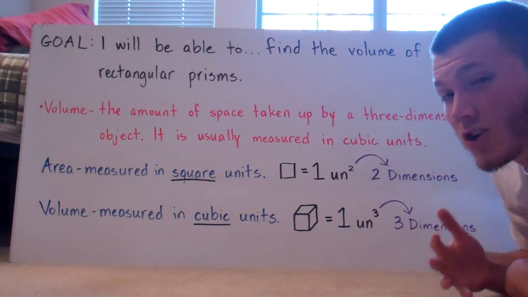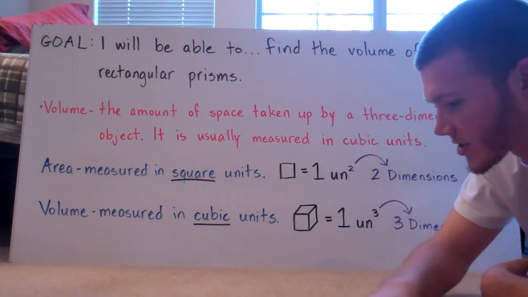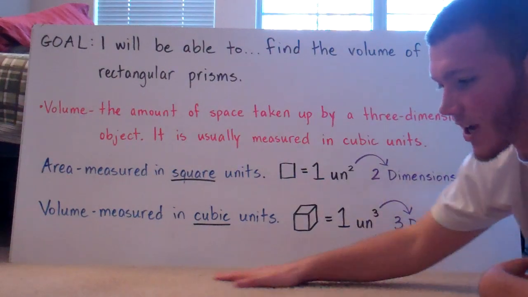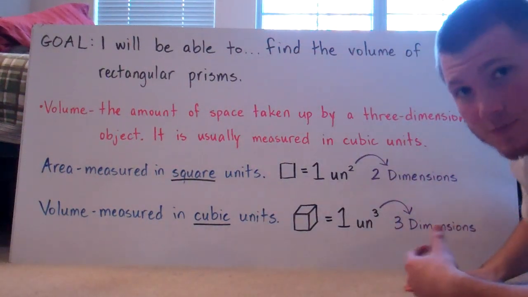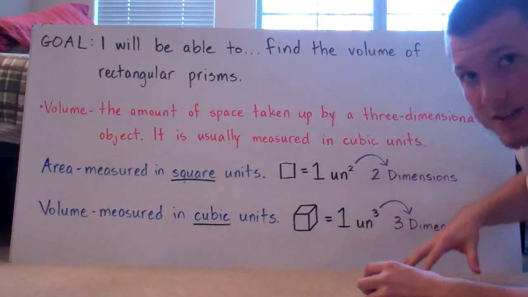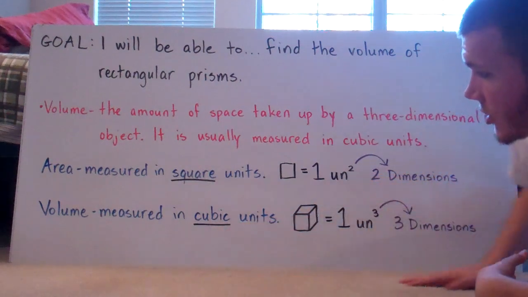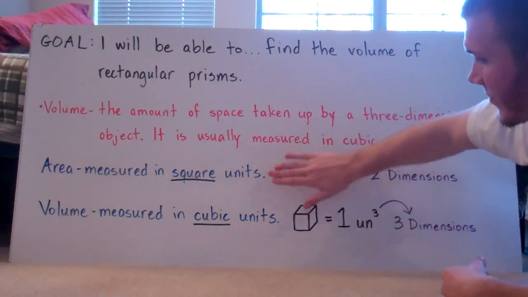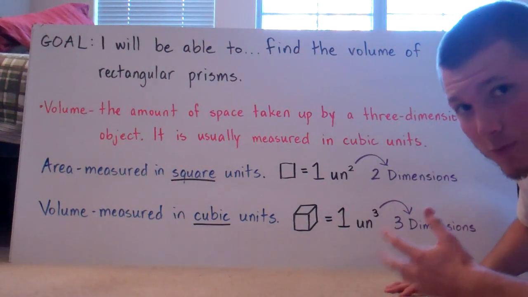Volume is measured in cubic units because we're talking about how much space something takes up. Not just the area of it, how much surface area or how much area it covers. We're talking about how much space it fills up. That's what volume is, how much space it takes up, and that's measured in cubic units. See how this cube, class, takes up space? It's not just flat like a square. This thing takes up space. That's what volume is.